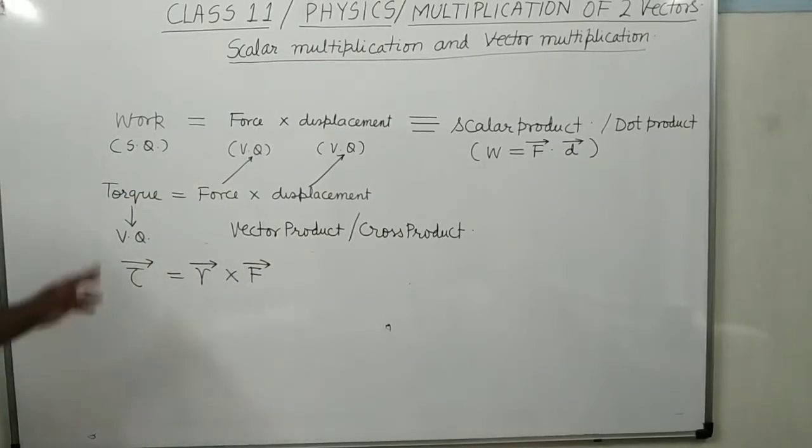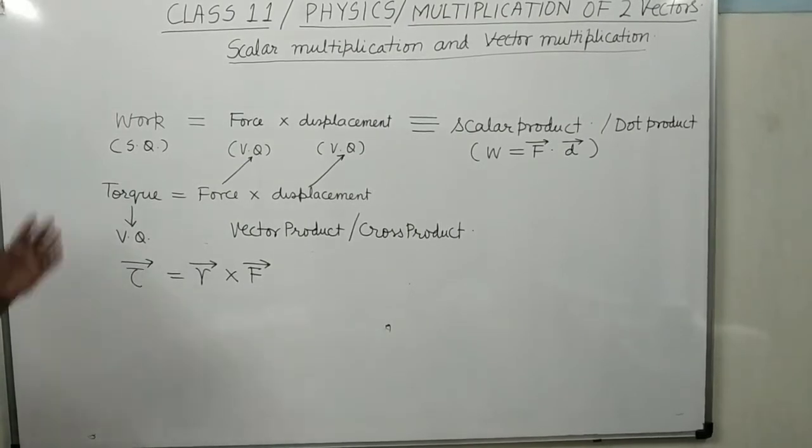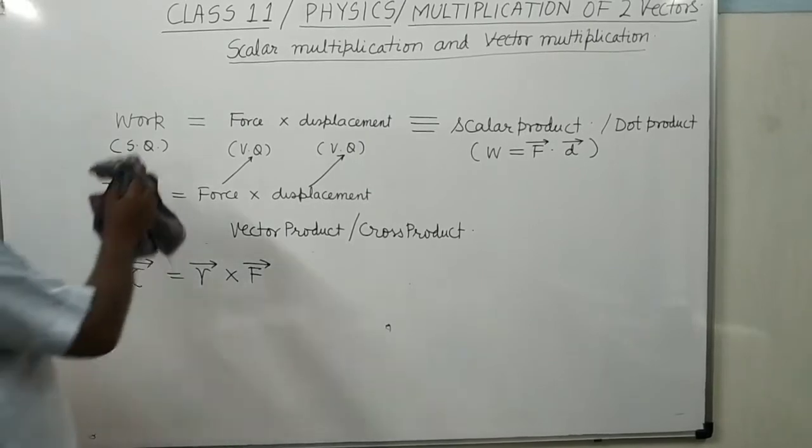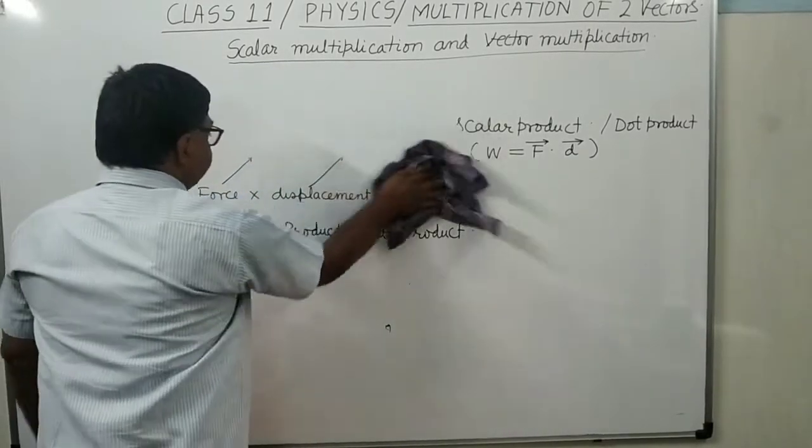Now I will take up these products one by one. So I am going to begin with the scalar product of two vectors.